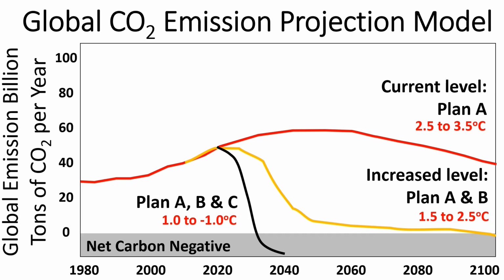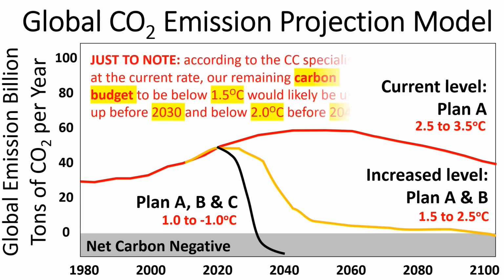Just to note, according to climate change specialists, our remaining carbon budget to stay below 1.5 degrees Celsius would likely be used up before 2030, and below 2 degrees Celsius before 2040. So the time we have is very, very limited.